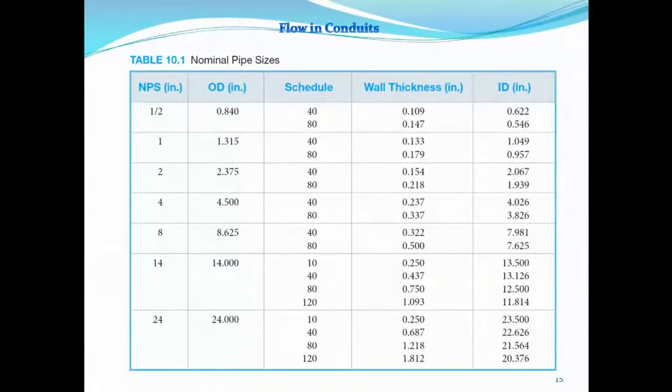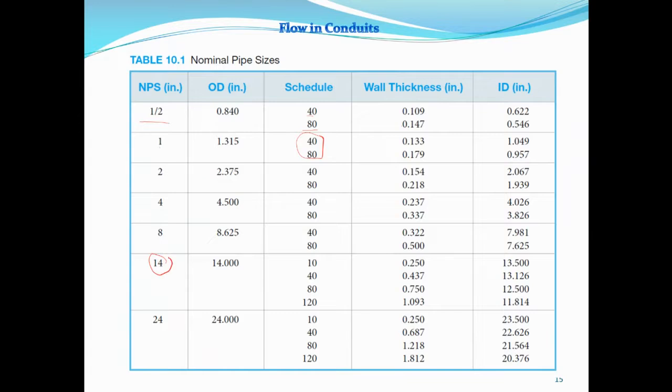So this is the nominal pipe size. Half inch, that is 0.5. You can see that it's 40 schedule and 80 schedule, and this is the wall thickness. 80 schedule is greater than 40 schedule. For a nominal pipe size of 1 inch, you have the internal diameter to be 1.049 or 0.957, and you have 2 schedules, 40 and 80.